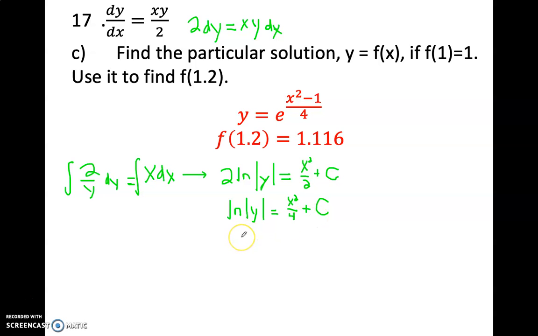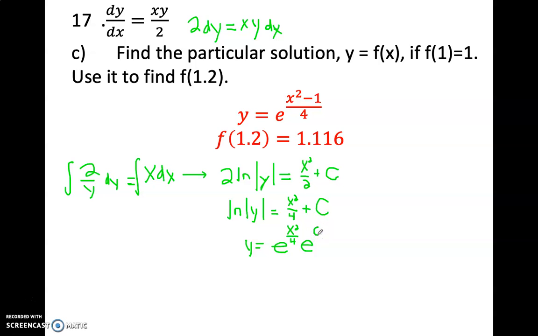And now, to get the y by itself, we're going to say e to this power, and we're going to get y equals e to the x squared over 4 plus c. I'm going to do something a little bit shifty here, and instead of writing x squared over 4 plus c, I'm just going to separate it right now because we're going to use this in a second, e to the c power.